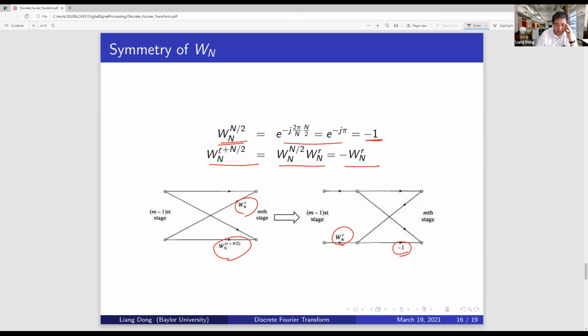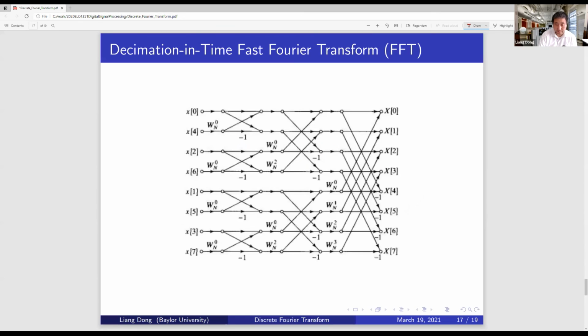So we have a butterfly here, but I only need to multiply, or weight, once on this branch, weighted by this number W to the power r. Then if you go through here, it just flips the value, and going here you don't need to do anything. That's the symmetry of Wn. Therefore, finally, we can write out my original 8 point DFT in this format. It's a very nice butterfly format. The only thing we need to do is reorder the input. Now it's 0 4 2 6 1 5 3 7.